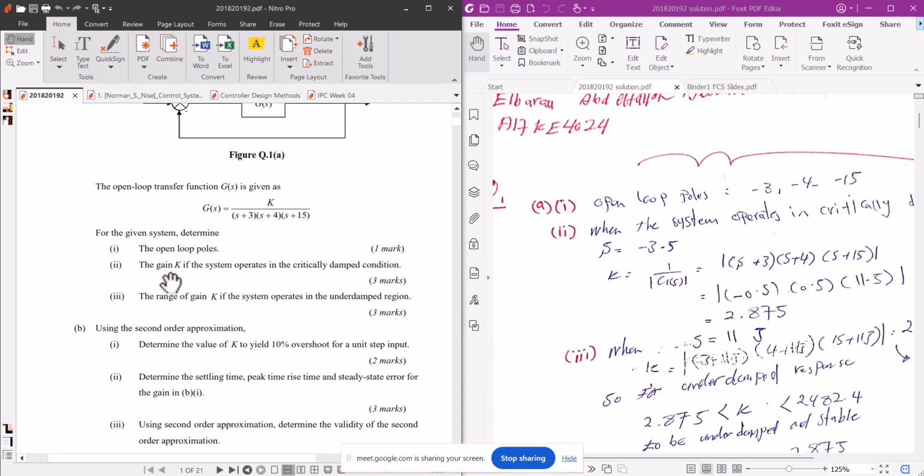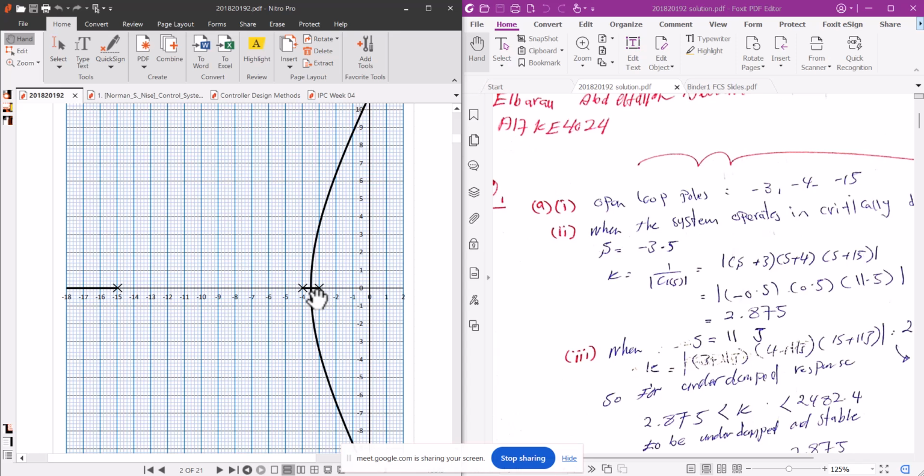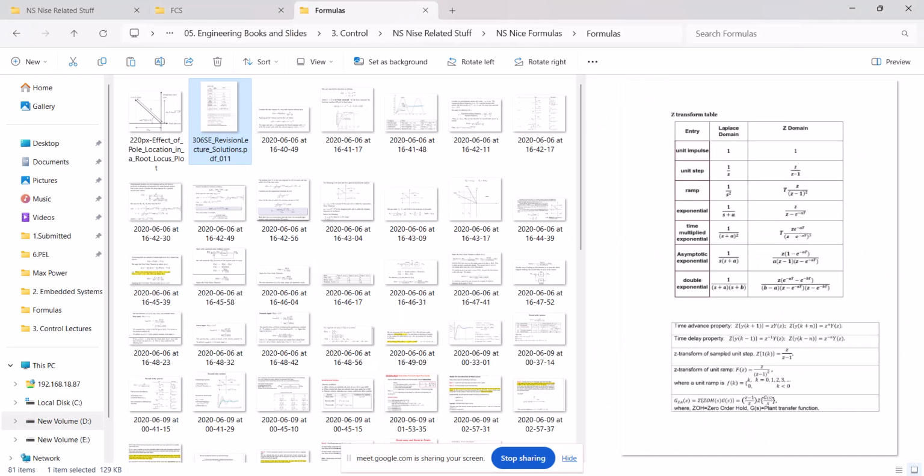The second part is the gain k if the system operates in the critically damped condition. This is a very important concept, the critically damped condition. What is the critically damped condition? The critically damped condition will occur when we have all the poles at the same point. How is it possible?